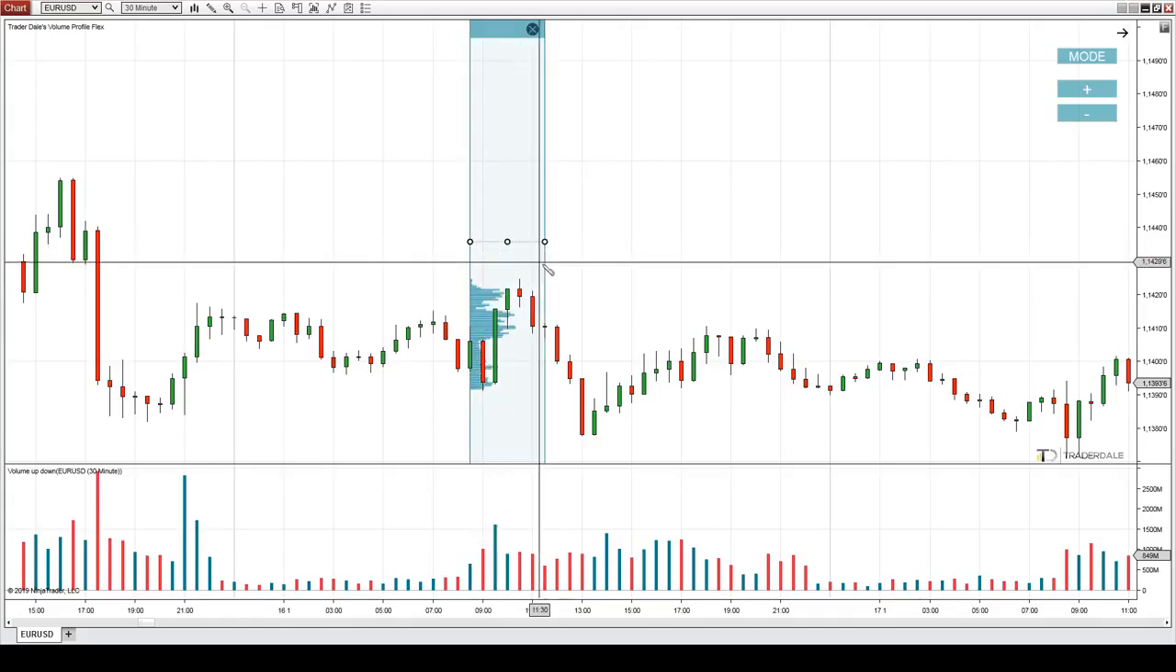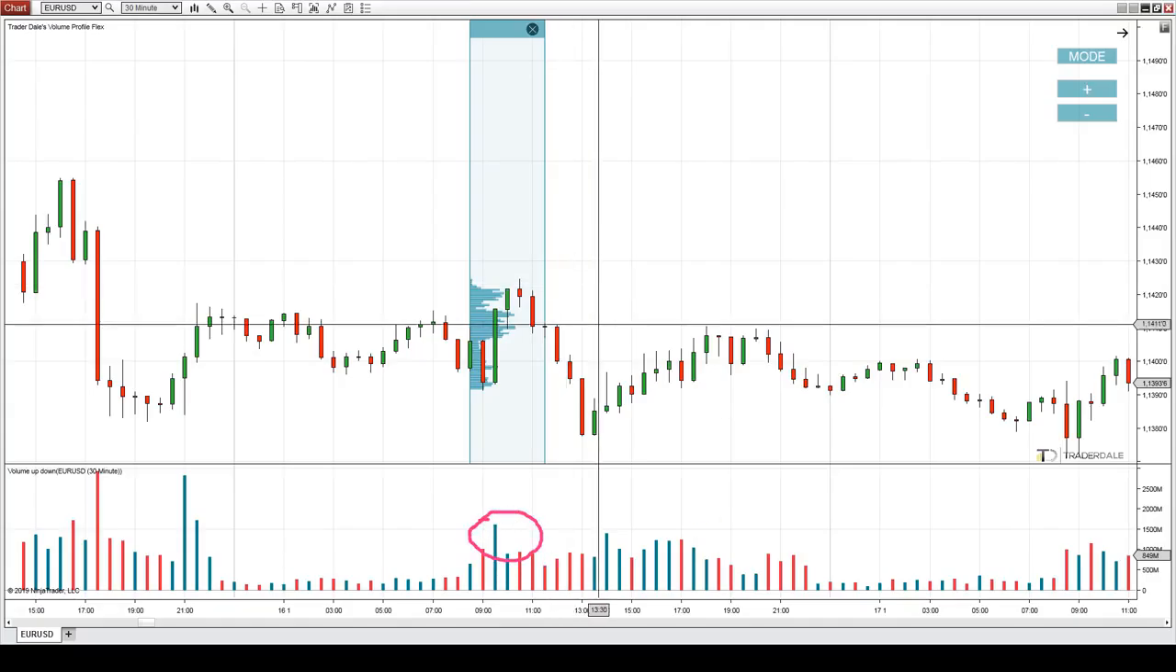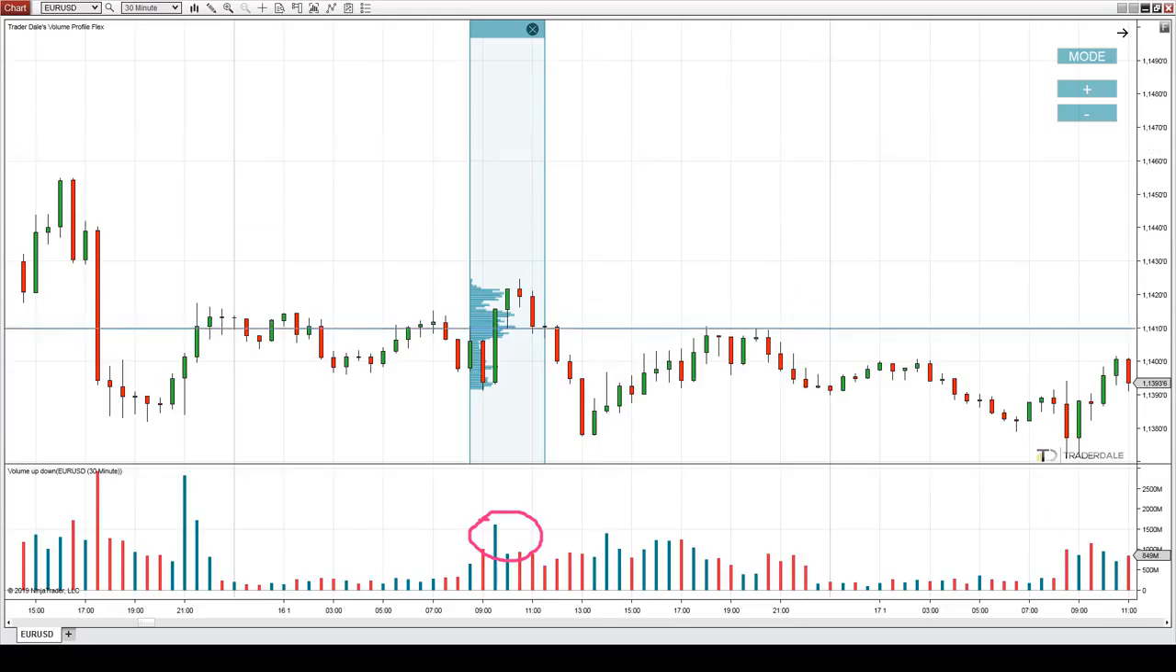Another volume spike in the European session. Those volumes, heaviest volumes being in here. The price went downwards from this area. So you wait for a pullback, you go short from there. Alright, another nice reaction and another nice winner.